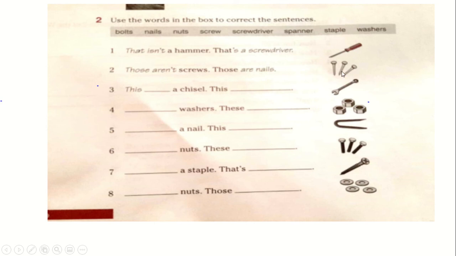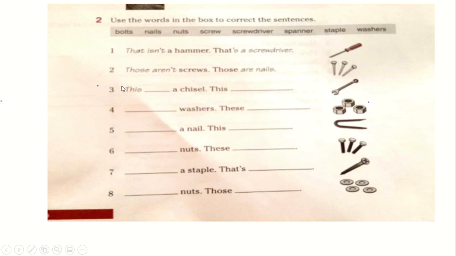Also here, these are nails. So those aren't screws, those are nails. We need to notice that here the word that and also that, those. For example, number 3, this and this. So we have to use the same word in each sentence. Before we do the exercise, let's look at the words. Bolts, nails, nuts, screw, screwdriver, spanner, staples, and washers. Okay, so far we used screwdriver and nails.